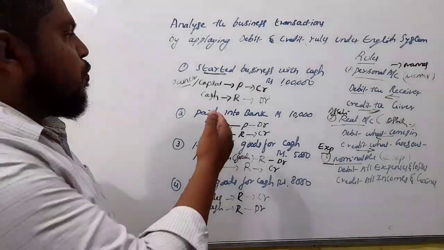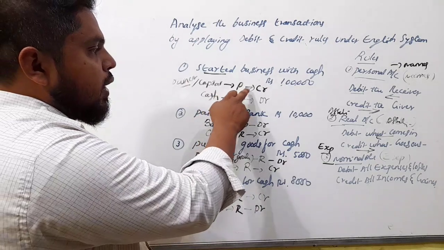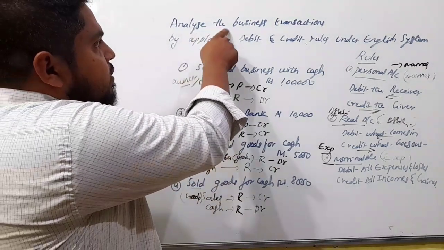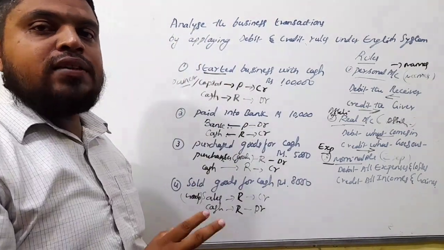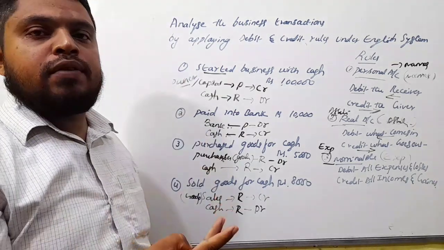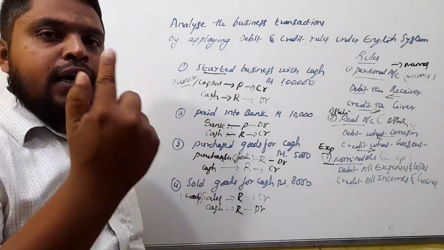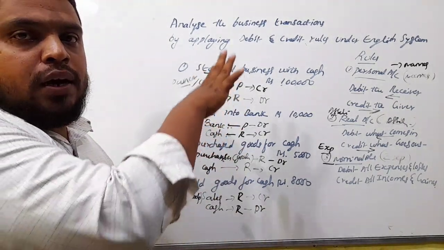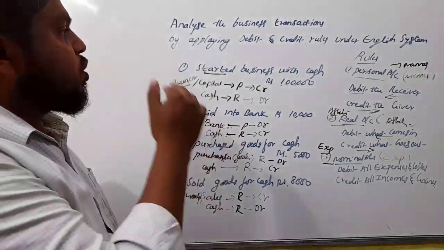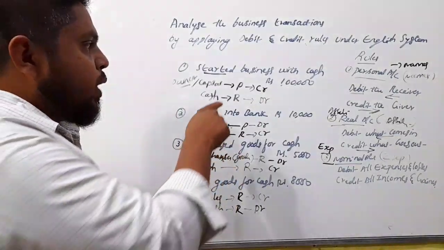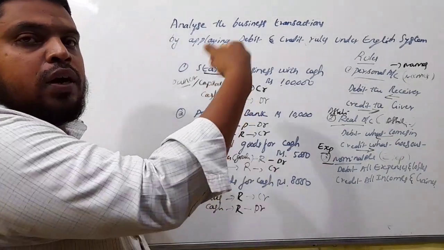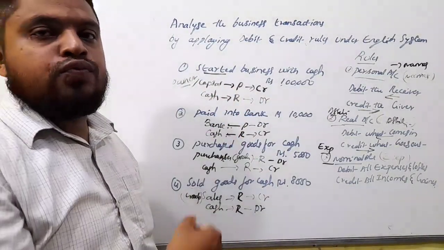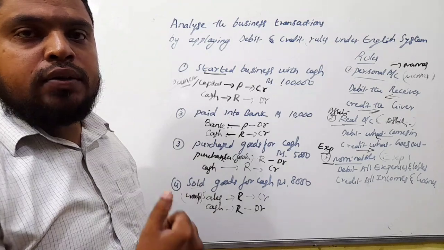Now, before finding debit and credit, the first thing is you have to analyze the transaction. You know there are two types of transaction, cash transactions and credit transactions. Both cash and credit transactions should be recorded in the books. First we have to analyze the transaction, then classify under which account it comes, and then apply the rules to find out what is debit and what is credit.